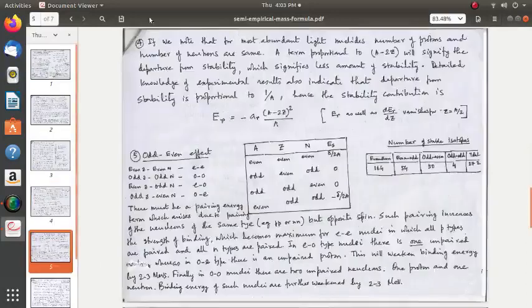Next we have a symmetry term. What is a symmetry term? Let us try to understand. This is the dependence of (a minus 2z) whole squared by a. So let us try to explain this. If the number of protons and neutrons are equal, then z is just half of a, so this will become 0, so it will not contribute anything. This part will not contribute if the proton and neutron numbers are the same.